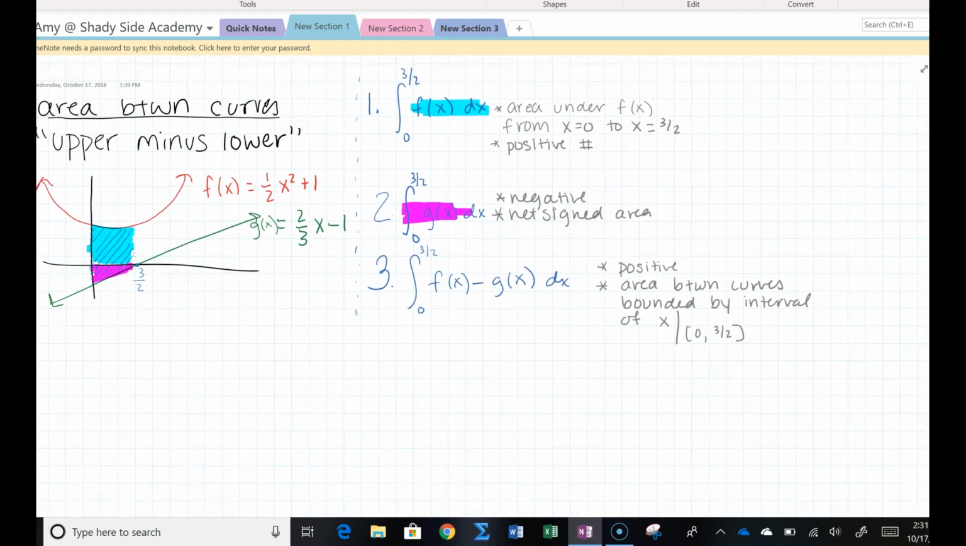Look at this phrase, upper minus lower. So if you're looking at the area between two curves bounded over some interval of x, you're looking at the top function minus the bottom function, okay? Upper function minus the lower. Okay, yes, Oliver. Is it possible to do it if they're both below the x-axis?